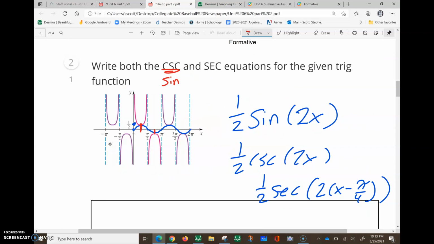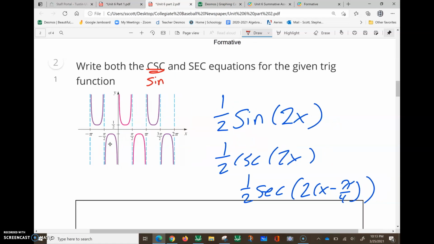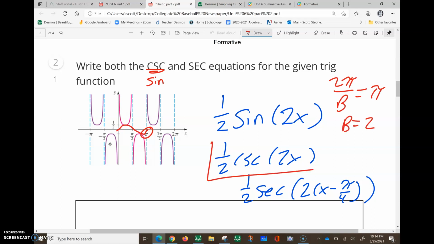But the other important part, and some of you missed it, is how fast this is going, because it will complete its cycle at pi. So it's going pretty fast, or faster than it usually is. Usually it would take all the way to 2 pi to complete a full revolution. So what's the period? The period is pi. Again, 2 pi divided by the b value is going to equal the period, which in this case is pi. So b is equal to 2. So this would be your equation here, okay?